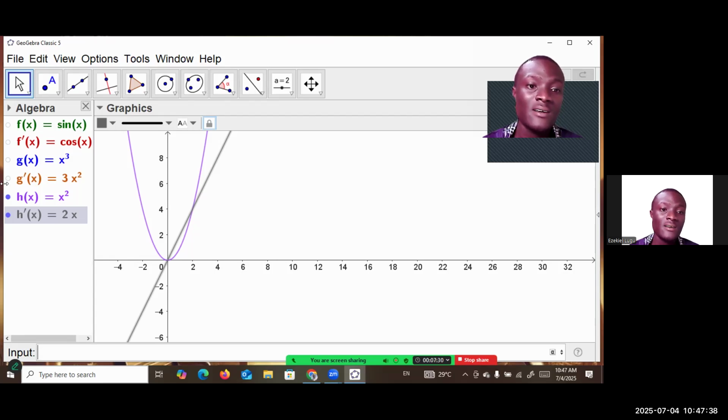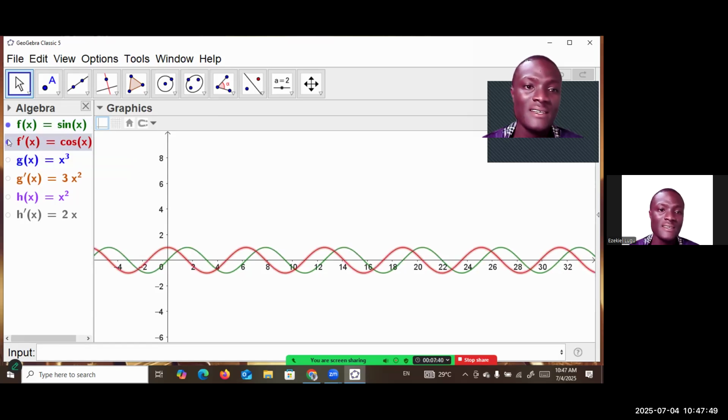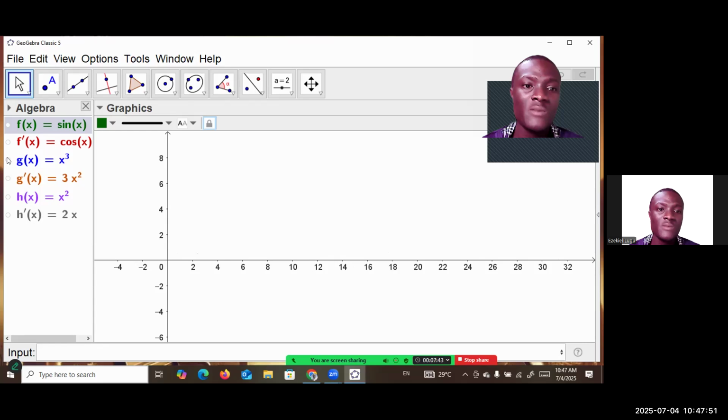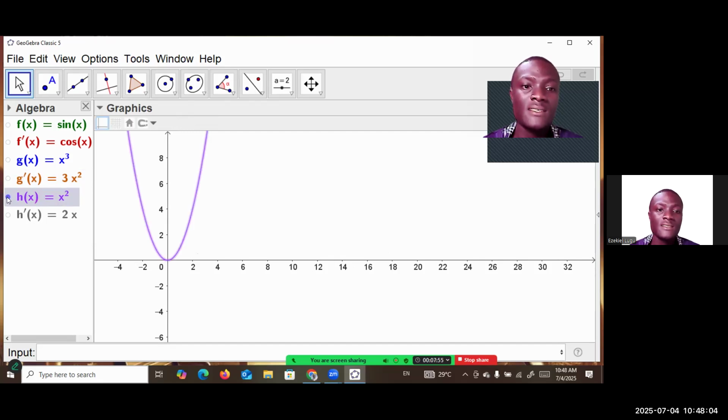You can see that when we differentiate sine, which is this function, we get the cos function, the line in red. When you differentiate a cubic function, you get a quadratic function, which is like this. And when you differentiate a quadratic function, you get a linear function, which is this.